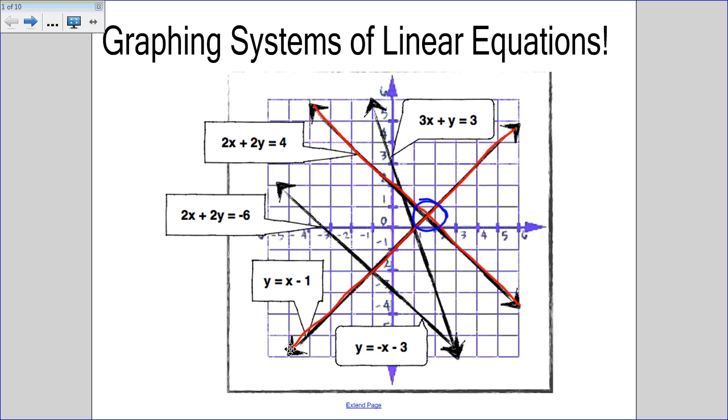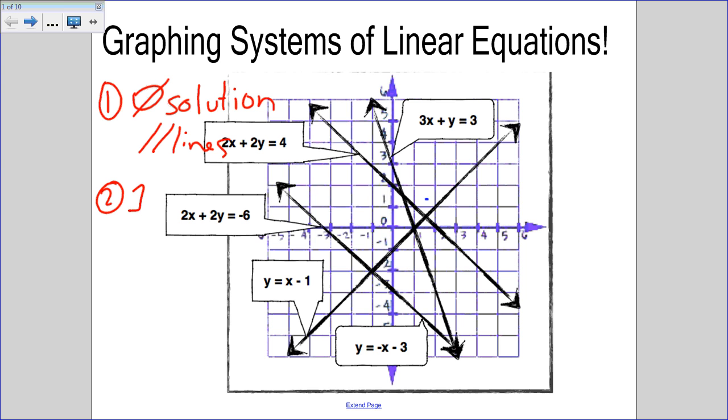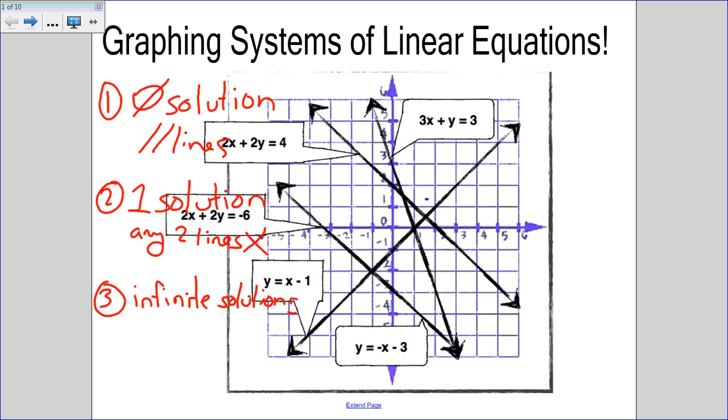Remember, we had three different kinds of systems. You had ones that had no solution, right? These were the ones that were parallel lines, okay? You had ones that had one solution, and that was, like we just showed, any two lines that intersect. Or you had ones that had infinite solutions, and those were when it was the same line, when you looked at two lines that were both the same line.